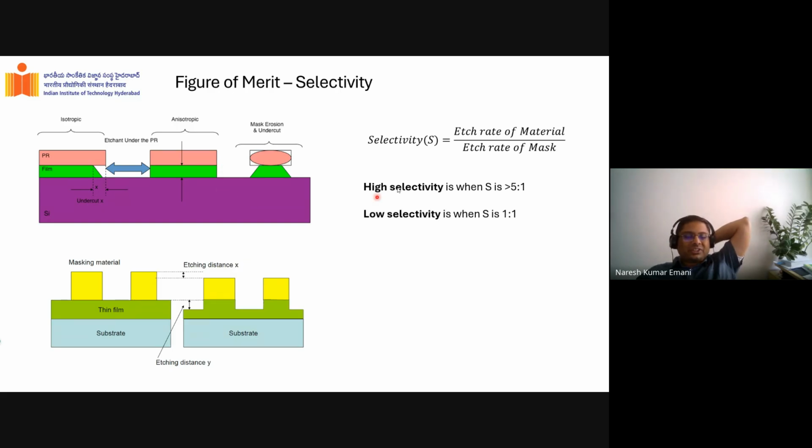So basically you define what is known as selectivity for a process. What it means is you have some etch rate for the material and an etch rate for the mask. So you want selectivity, we refer to it as something like 5:1 or 10:1, right? What that means is you are etching the material 10 times faster than the mask. So you prefer high selectivity. Here, if I look at this picture below, can you tell me what the selectivity is?